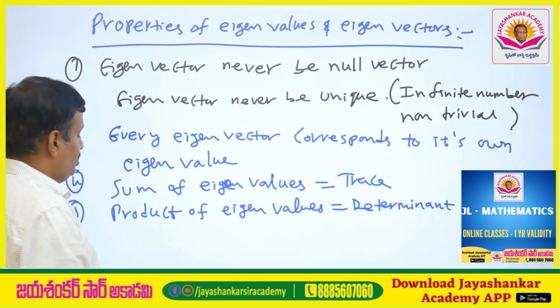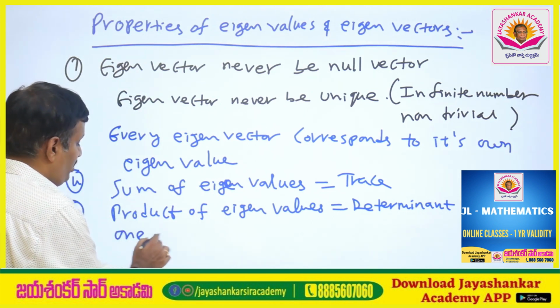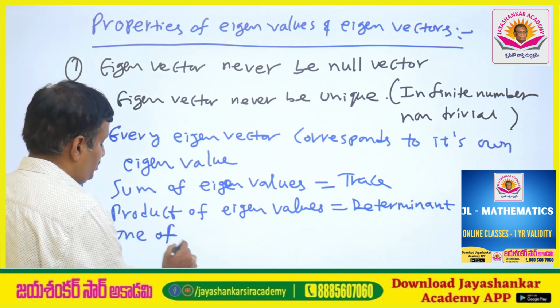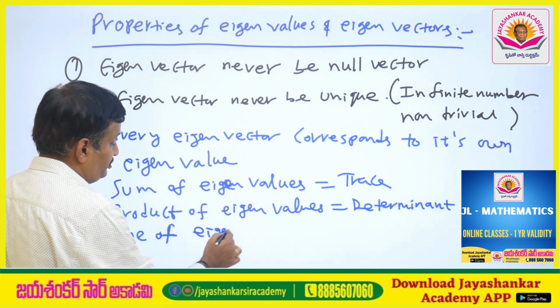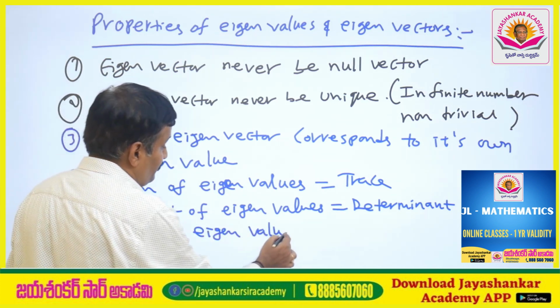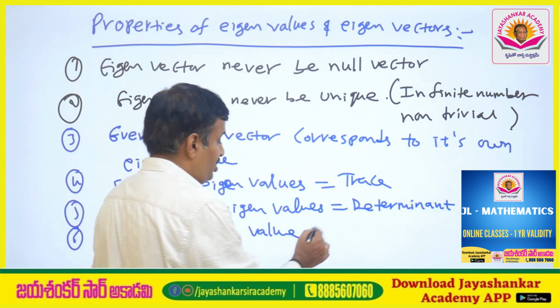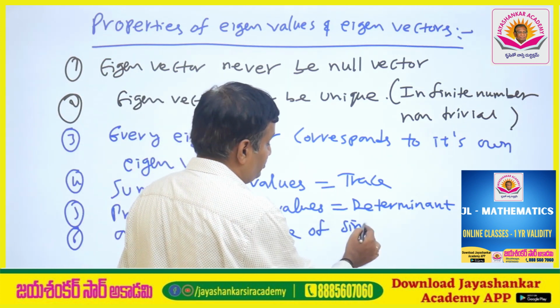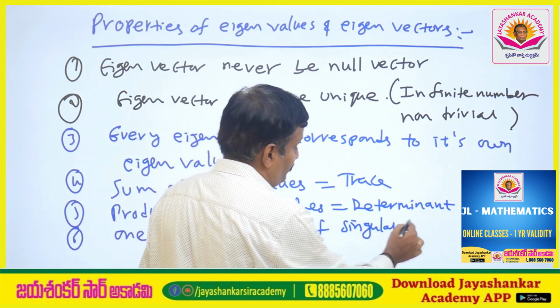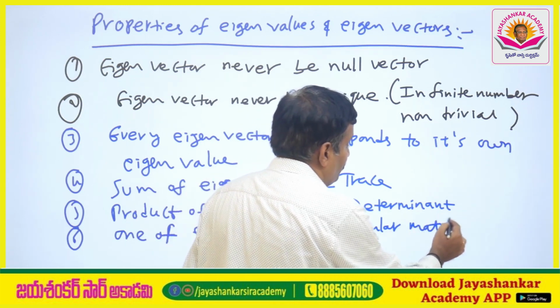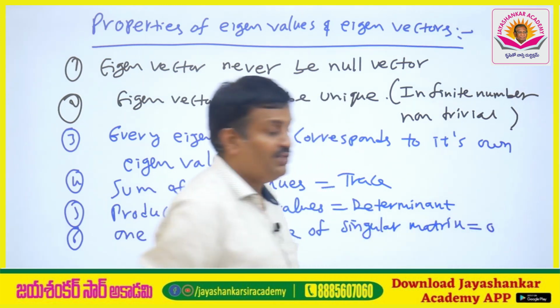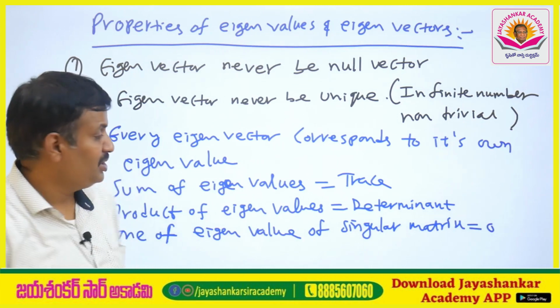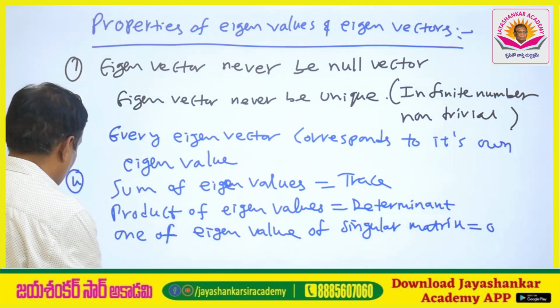Sixth, one of the eigenvalues of a singular matrix is equal to 0. One of the eigenvalues of the singular matrix is 0.